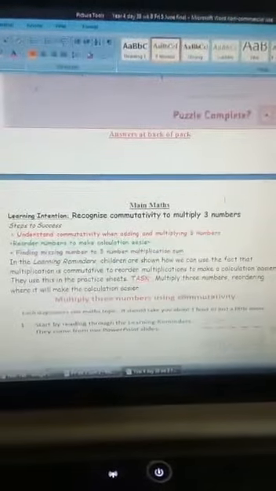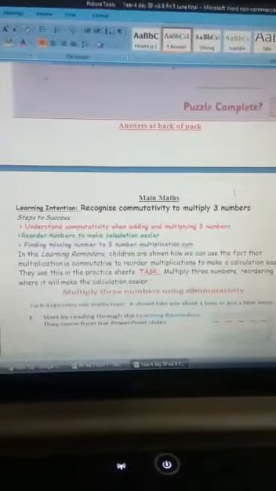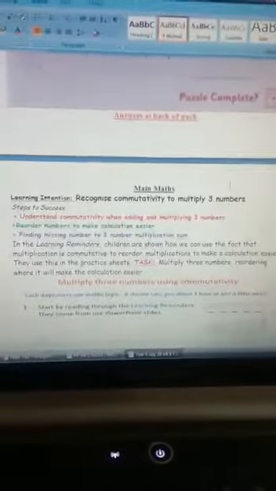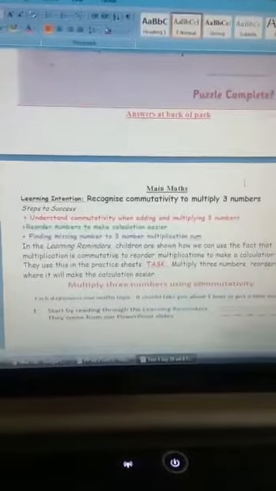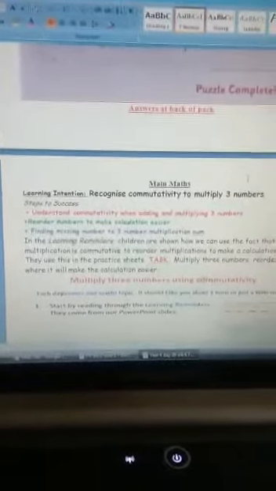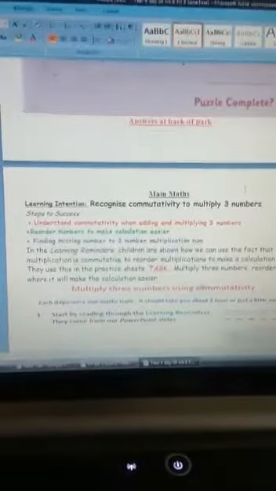Okay, for the main maths activity, we're going to recognize commutativity to multiply three numbers, where simply that means reordering three numbers to make the calculation easier. So we're going to look at ways to do that.